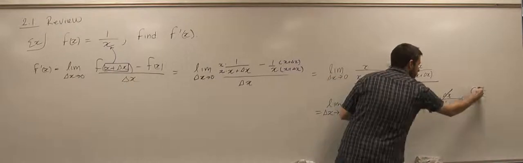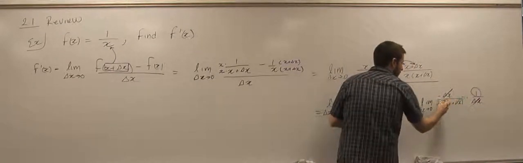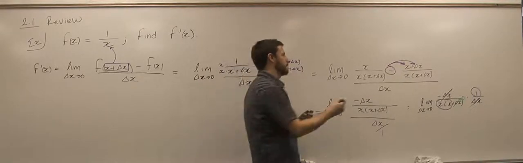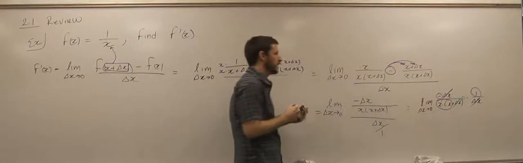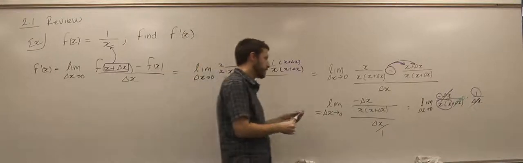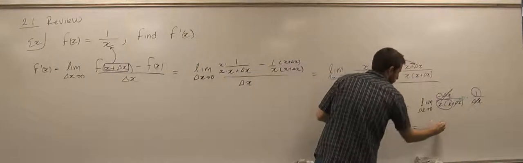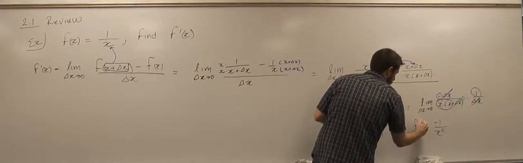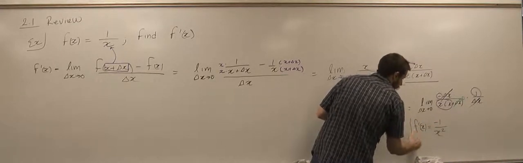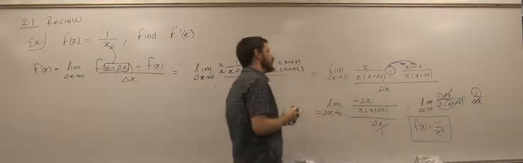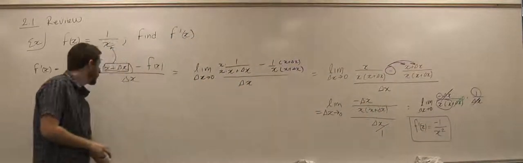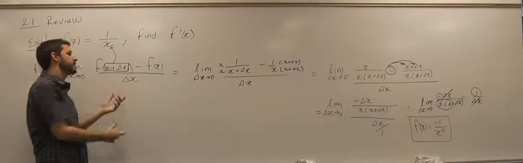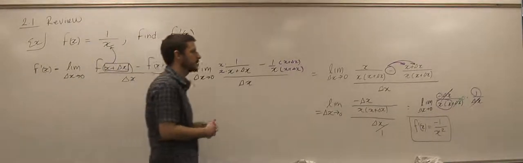On top you have 1. On bottom you have x squared. What else did I forget? Negative. So we have negative 1 over x squared altogether. That's your derivative here. So when you're dealing with rational functions, with functions that have denominators, and you're doing this definition, you gotta get common denominators.